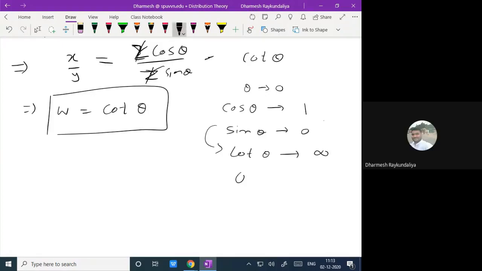If you take theta equal to 2 pi, again sin 2 pi is 0 and cos 2 pi is 1. So that means again cot 2 pi is infinity. But what happened from minus pi by 2 to pi by 2?